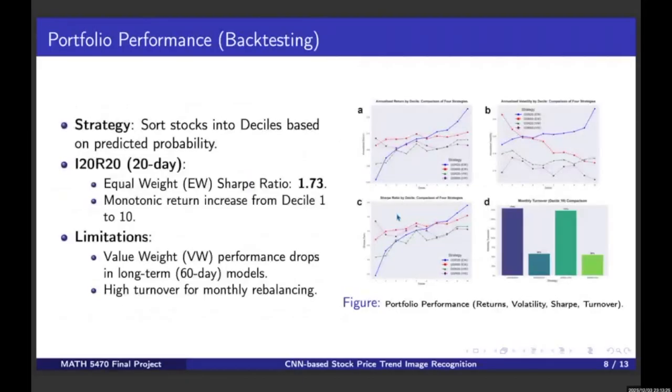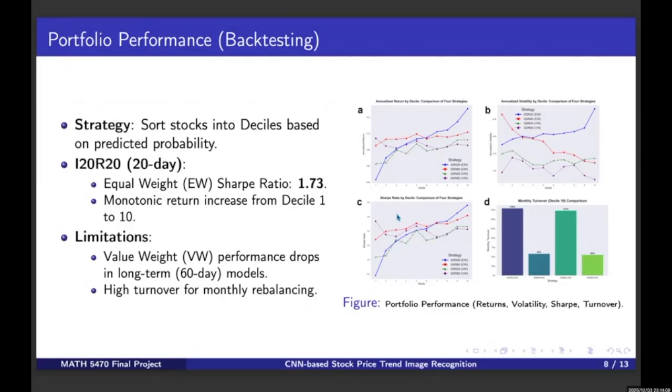As for the model evaluation, we sorted stocks into ten deciles based on predicted probabilities, from decile 1, lowest probability of positive return, to decile 10, the highest. As shown, we computed key metrics: annual return, volatility, Sharpe ratio, and turnover. Results show that equal weights strategy for I20R20 performs well, achieving a Sharpe ratio of 1.73. Particularly, it exhibited a strict monotonic return trend across deciles, indicating a strong predictive signal.